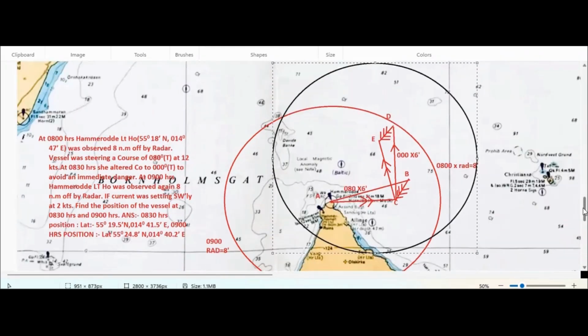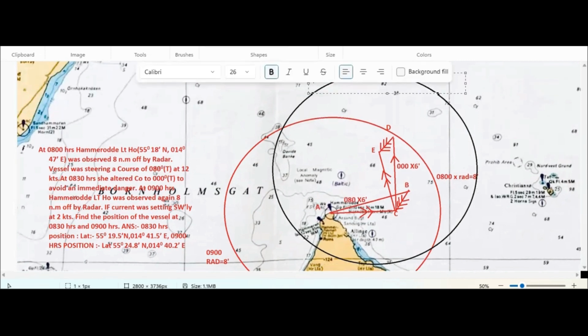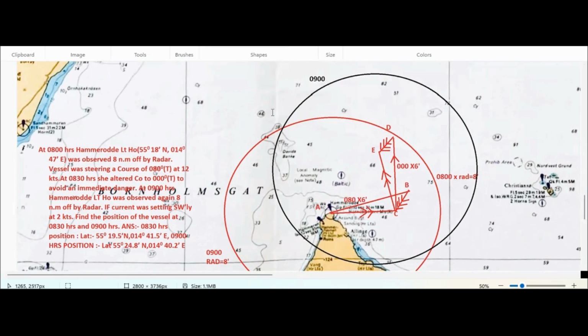Remember, with respect to the E point, I have drawn the, that means what we have done, that red circle was 8 o'clock. The red circle I have transferred to 9 o'clock. This is your 9 o'clock. In the black circle, at 9 o'clock, the vessel will be on this circle. At 9 o'clock, as per the question, the vessel is again 8 miles off, that means on the red circle. The red circle is the 8 miles off, and the transferred position circle is the black one.